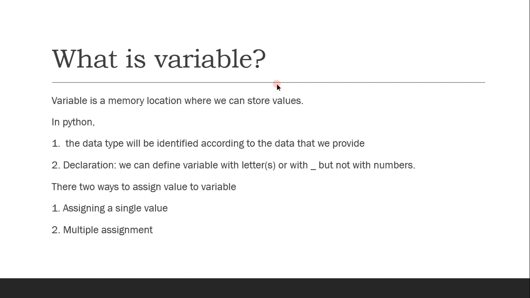So declaration, how can we declare a variable in Python? There are certain limitations as per the Python standards. We can define variables with letters or with underscore, but not starting with numbers. You can end with numbers. We can see it in the demo as well. So how do we assign variables? There are two ways to assign a value to a variable. One is assigning a single value, and the other is multiple assignment.